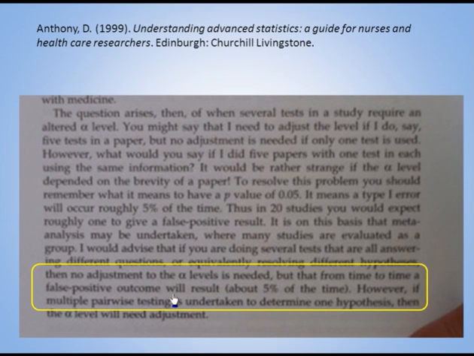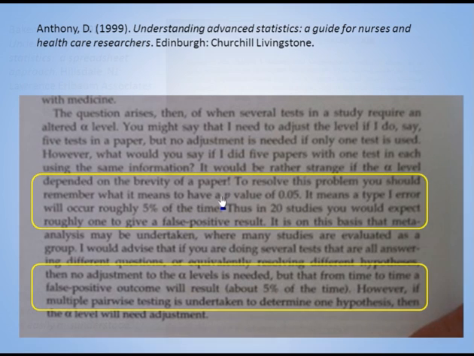Here they say that if you have an alpha of 0.05, you're going to have a false positive outcome about 5% of the time. Again, not true. They don't mention the condition, the null hypothesis being true. Simply not true. Again, here they say having a p-value of 0.05 means that a type 1 error will occur roughly 5% of the time. Just not true.